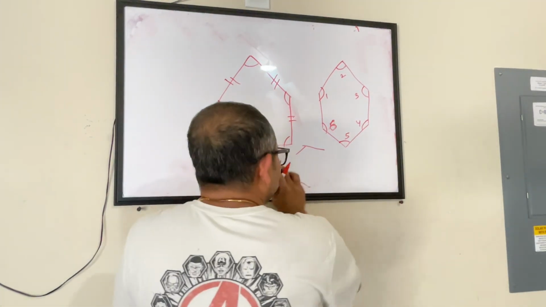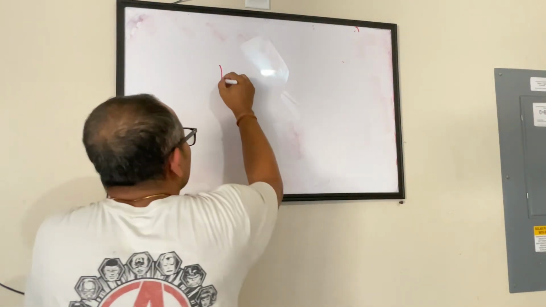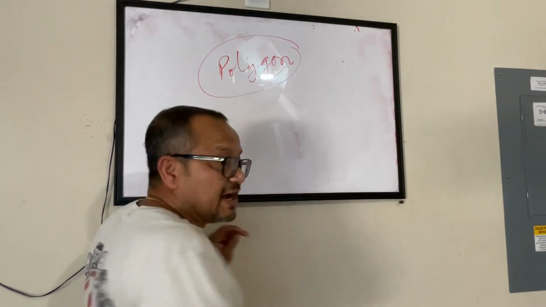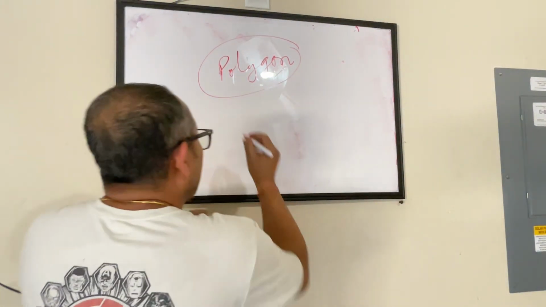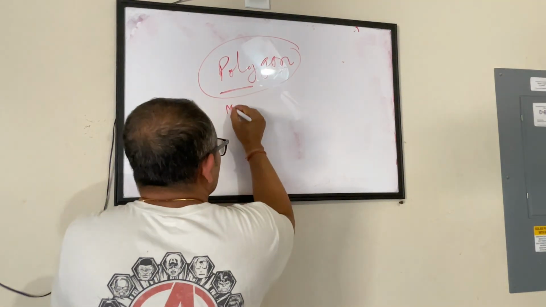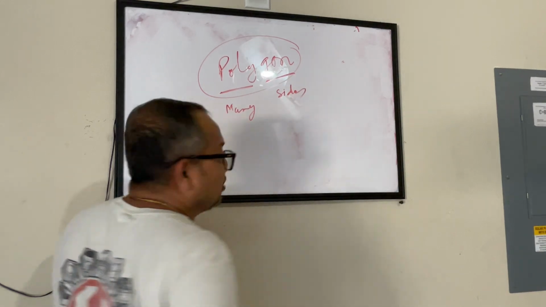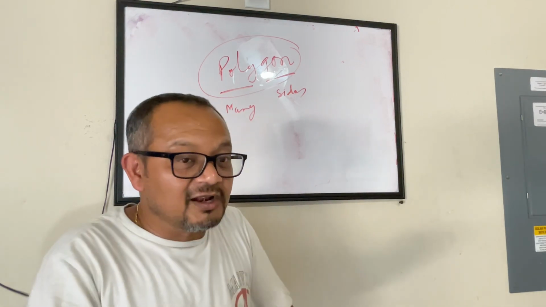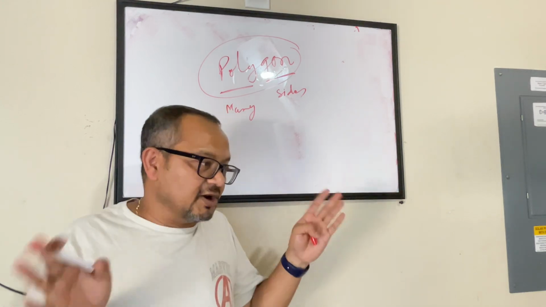So we'll stop there. And all the shapes which have more than 2 sides, we can also give one name, and that is called polygon. Any shape which has more than 2 sides is also called polygon, because poly means many. This stands for sides. So any shape which has many sides, that is called polygon. So be it a triangle, a quadrilateral, a pentagon, a hexagon, everything is a polygon.